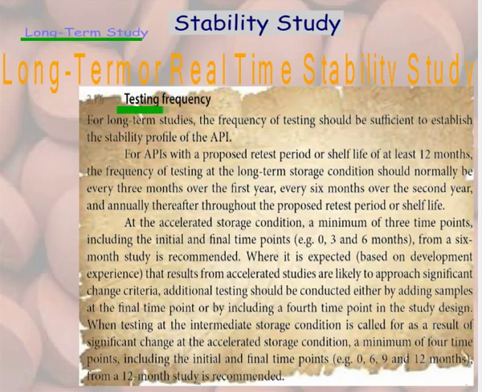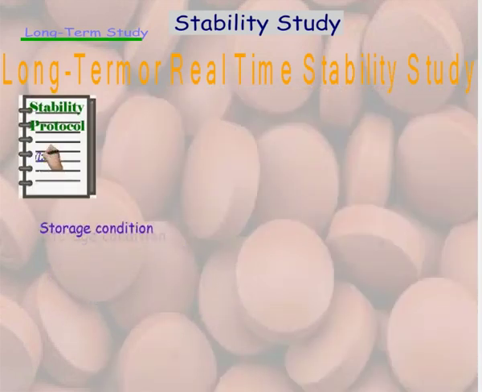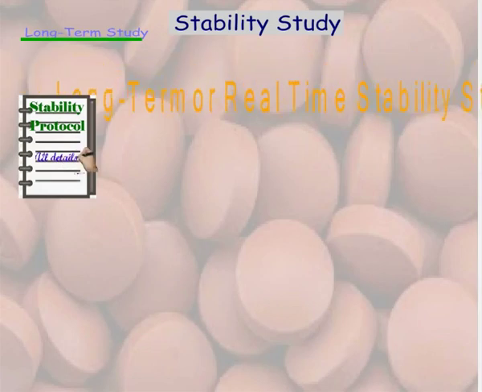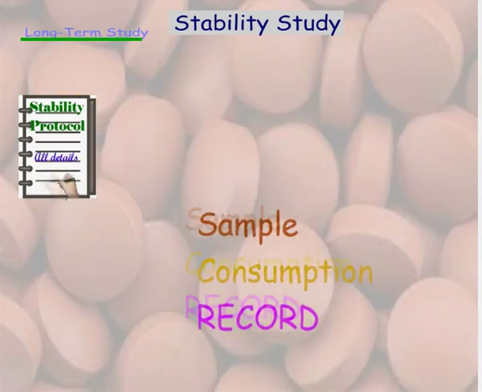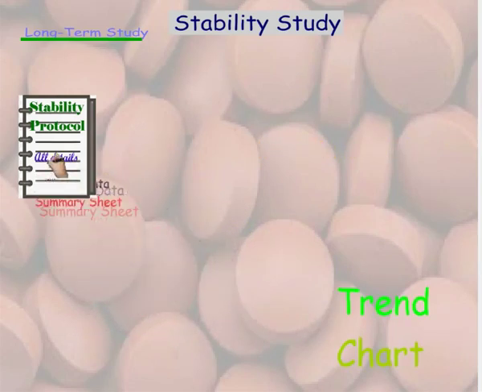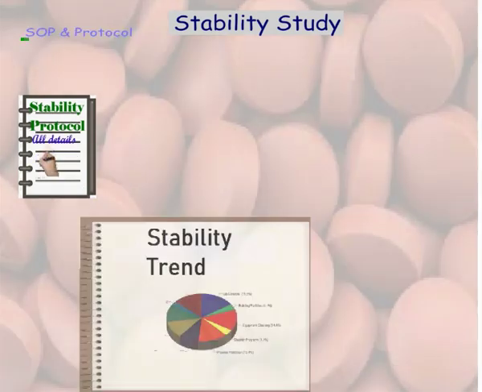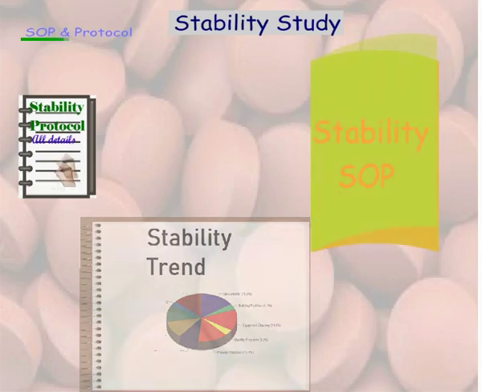I am again trying to say that your analysis frequency and the storage condition in which you keep your samples should be mentioned in your protocol. Not only storage condition, your sample consumption record, analysis data and its evaluation summary sheet, trend, etc. are to be mentioned in your protocol. And how to prepare your summary sheet and trend chart should be written down in your stability SOP.